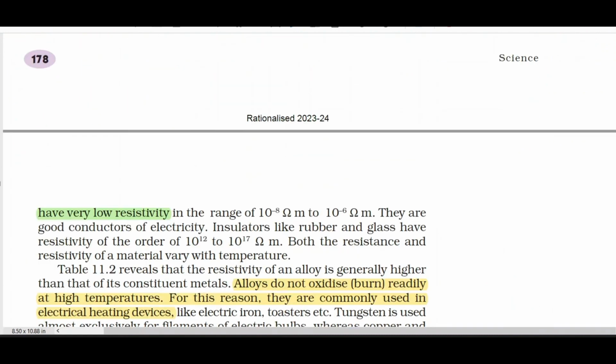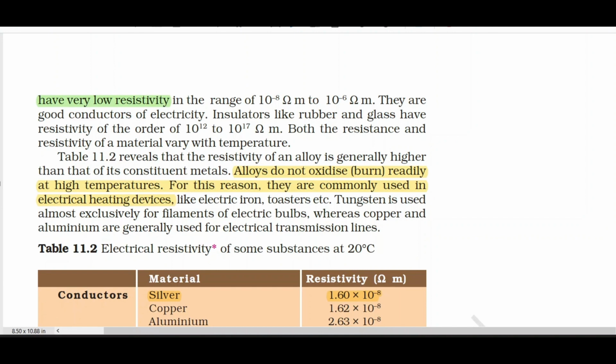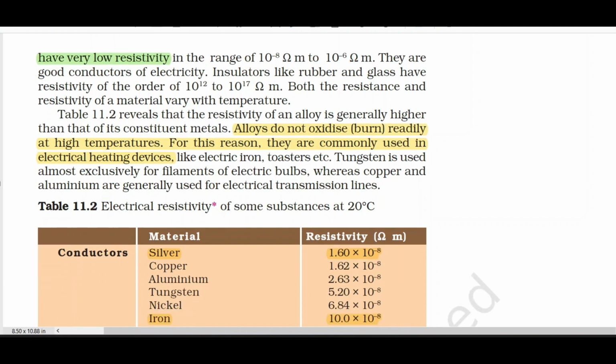The metals and alloys have low resistivity in the range of 10 to the power of minus 8 ohm meter to 10 to the power of minus 6 ohm meter. तो जो अलॉयज होते हैं और कंडक्टर्स होते हैं उनकी रेजिस्टिविटी यूजुअली कम होती है। सो दे आर गुड कंडक्टर्स और दे कंडक्ट इलेक्ट्रिसिटी इजी, क्योंकि उनकी रेजिस्टिविटी सॉरी लो होती है, राइट? They are good conductors of electricity.